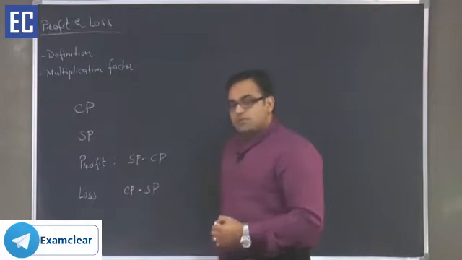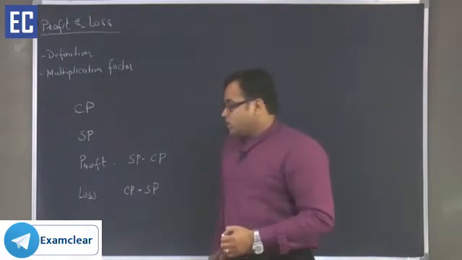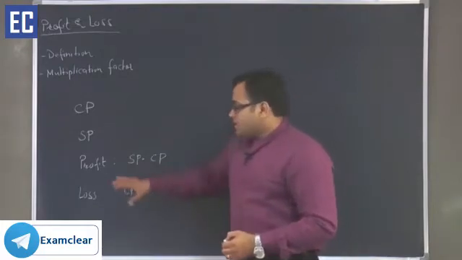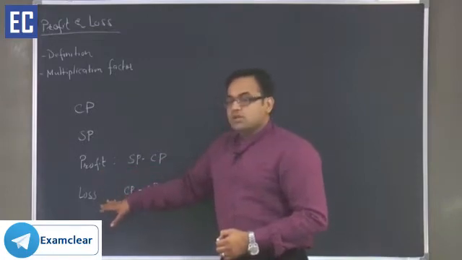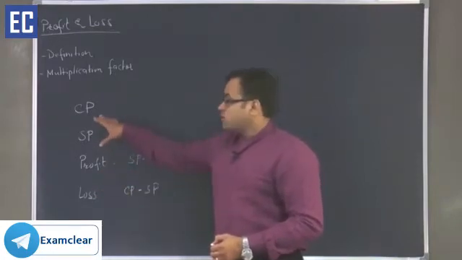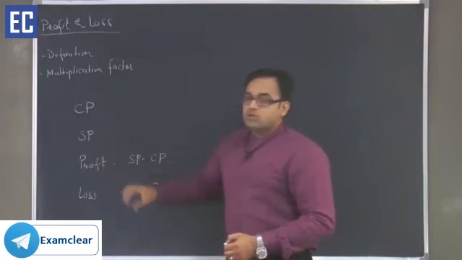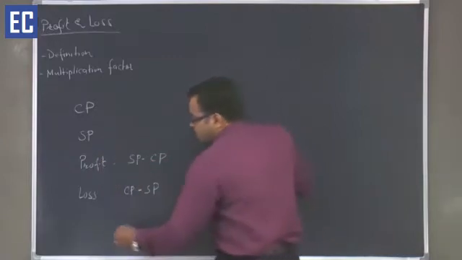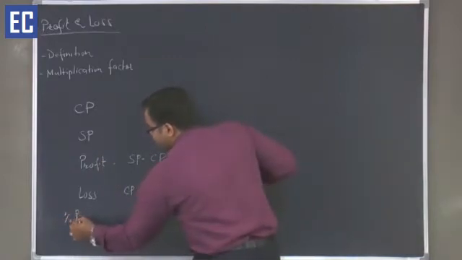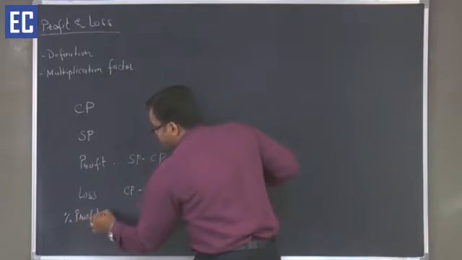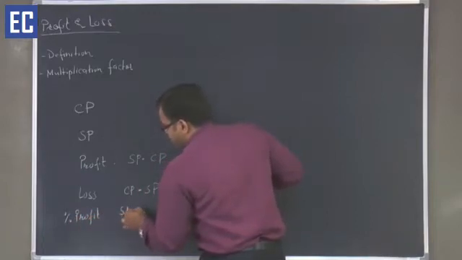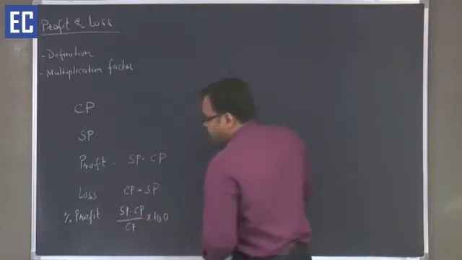As far as percentage profit and percentage loss are concerned, what we need to keep in mind is that percentage profit and percentage loss are always calculated on the cost price. They are never calculated on the selling price. So percentage profit is nothing but SP minus CP upon CP multiplied by 100.